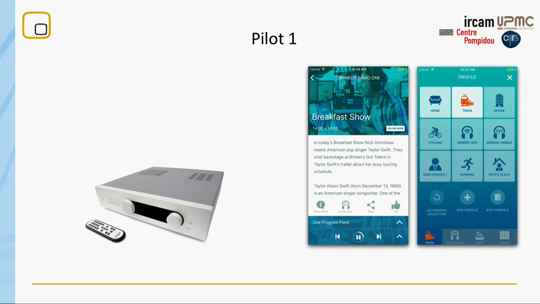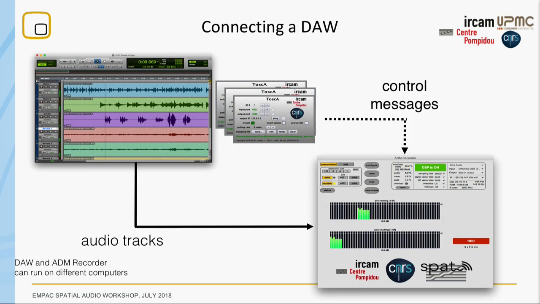So if you're interested in playing around with broadcast with ADM, you'll find all the tools for free at the IRCAM forum website, which help you to set up your environment in a way. So you work with a digital audio workstation. For example, you stream your multi-channel audio tracks to the ADM recorder, and all the position and metadata information.